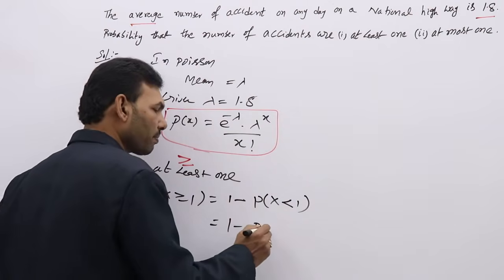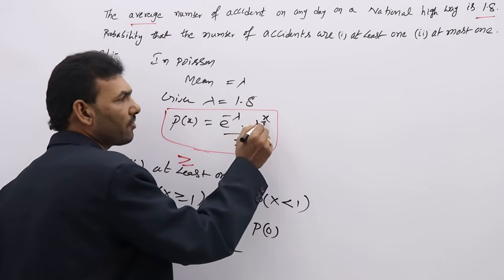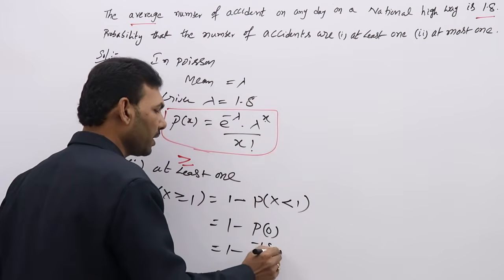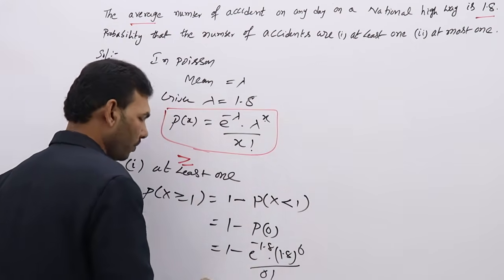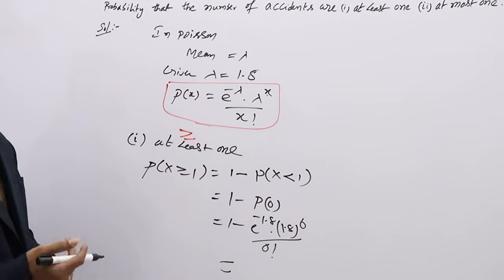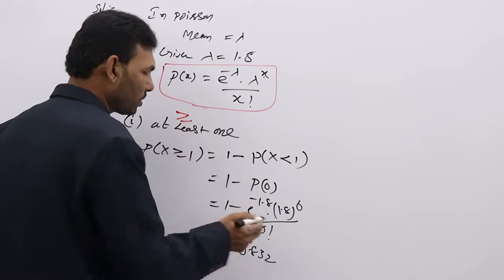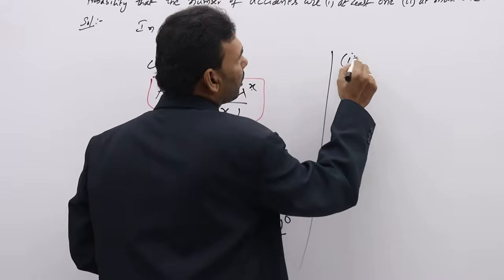1 minus p of 0, x equal to 0. Here write in the place of x 0, in the place of lambda 1.8. e power minus 1.8 into 1.8 power 0 by 0 factorial. If you calculate this value, you will get answer 0.832. Use your calculator. So coming to the next one, at most 1.